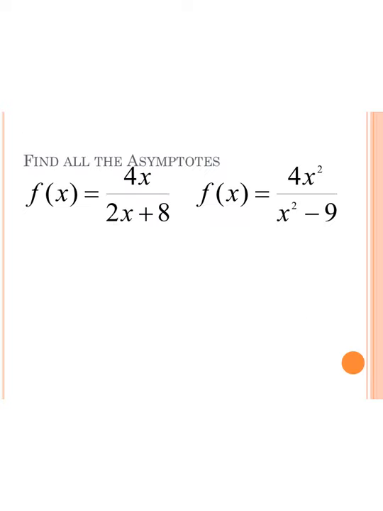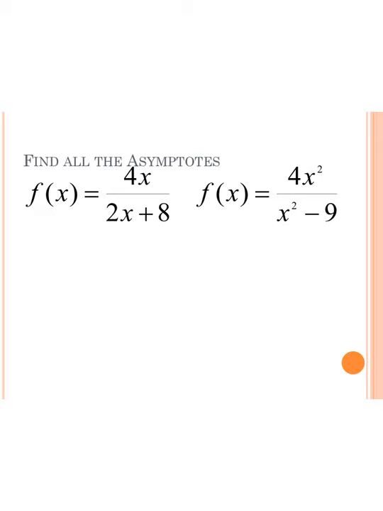All right, we're going to find our asymptotes here. First thing I want to check, just to make sure I can't factor anything to look for holes: I have 4x and then 2x plus 8. Nothing's going to factor to cancel there. And then 4x, and x squared minus 9. Again, nothing will factor there. So now I can look for my asymptotes.